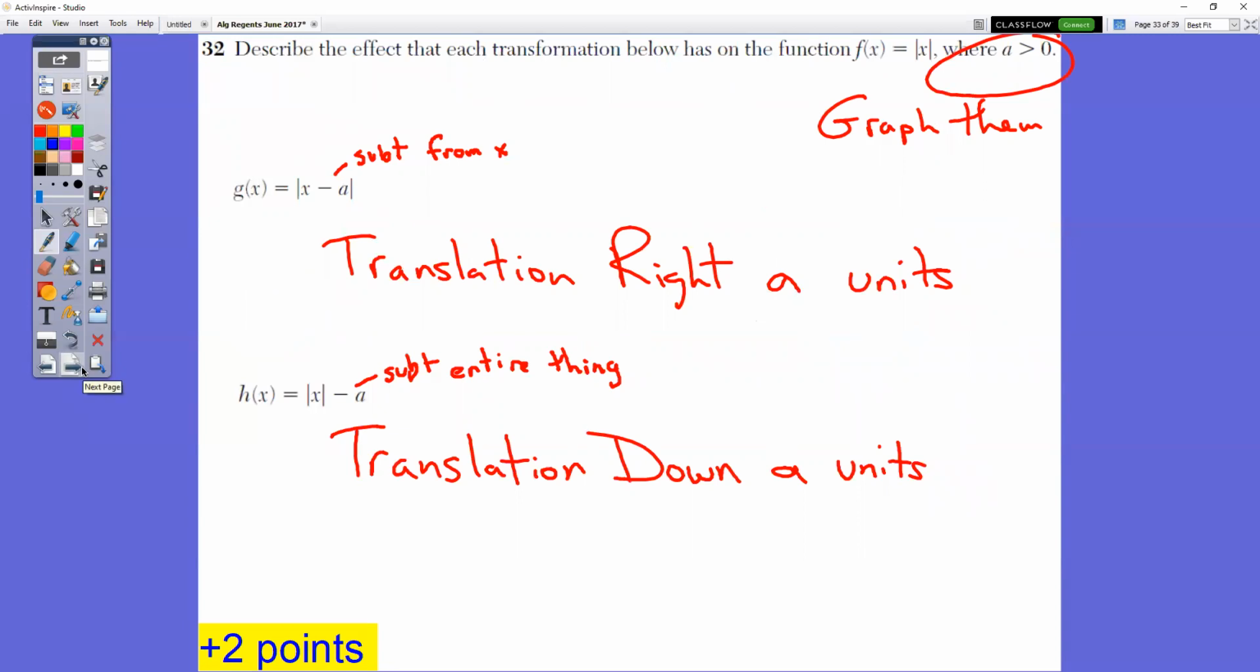Question number 32. This is another one where you needed to graph it. You can put any number in for a that you want, as long as a is greater than 0. So if I wanted to, I could have put a 2 here and a 2 here. All right, just graph them and see how they changed.